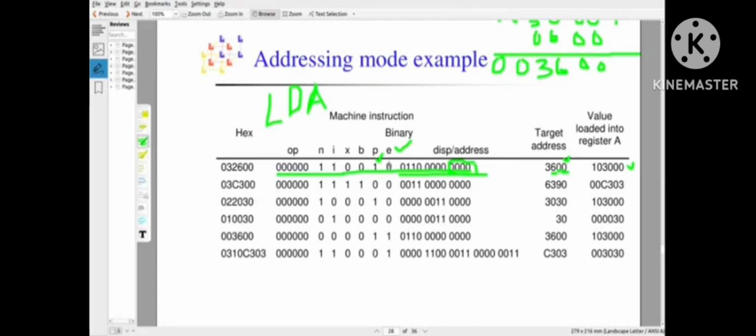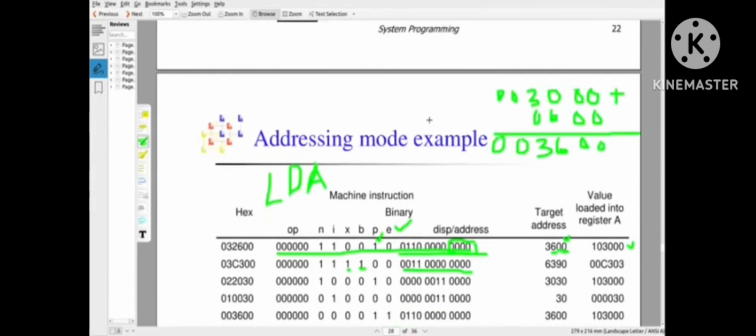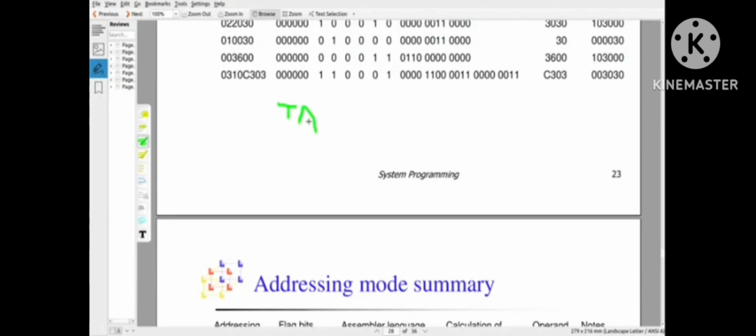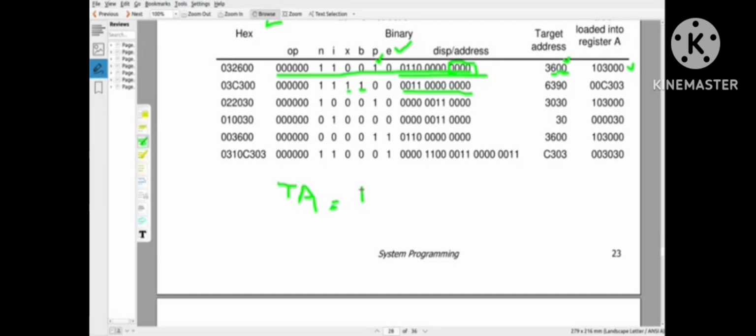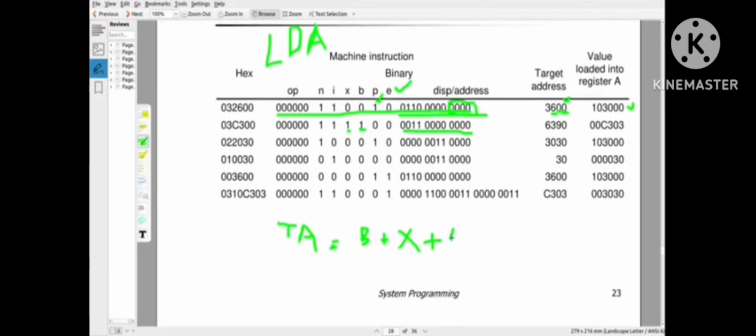The second instruction is, look at here, E is equal to 0, which means it's a format 3 instruction. Both n and I are equal to 1, so simple addressing mode, but b is equal to 1 and x is equal to 1, so indexed and base relative addressing mode. The value present in this displacement is 003, and what is in the X register? The target address is calculated by using the base register value plus the index register value plus the displacement value. This is the target address.